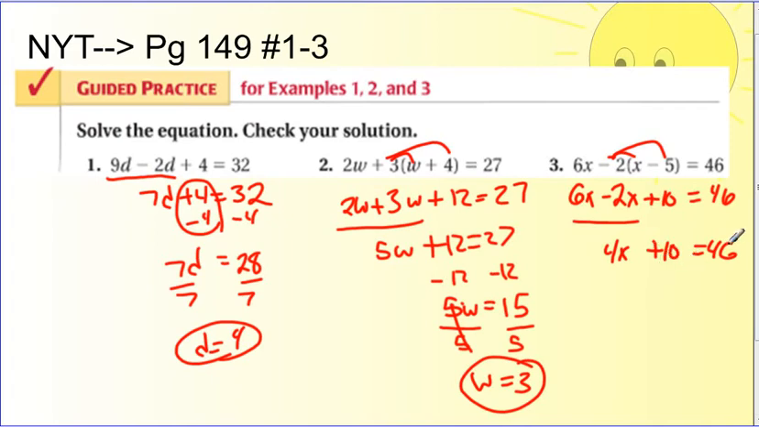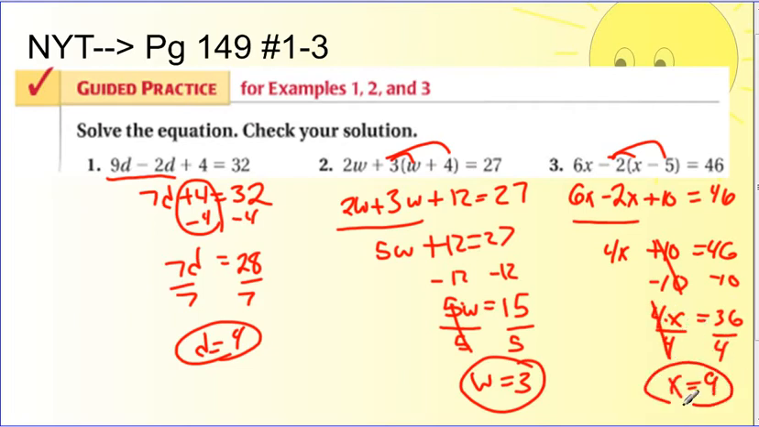And we do not have variables on both sides, so no step 3. We do have adds and subtracts, so we get rid of the add using a subtract. Minus 10, cancel. 4x equals 46 minus 10 is 36. Divide by 4, because that's the opposite of this, times by 4, cancel, x equals 9.